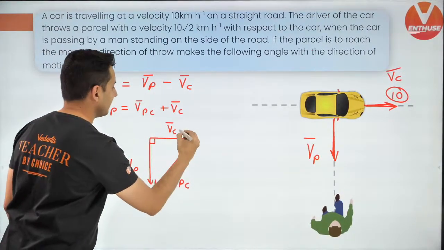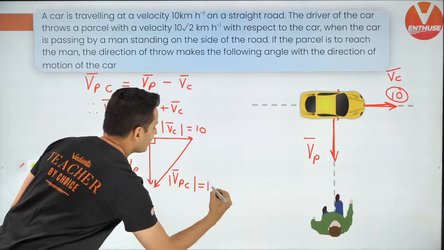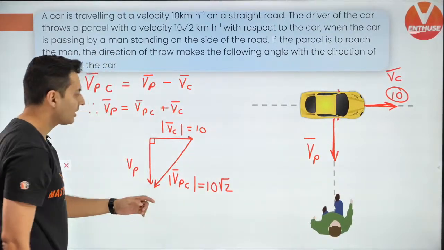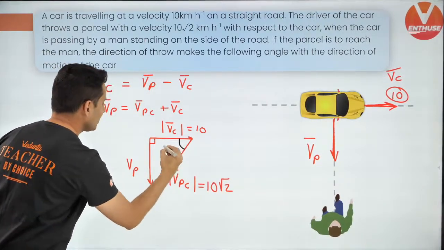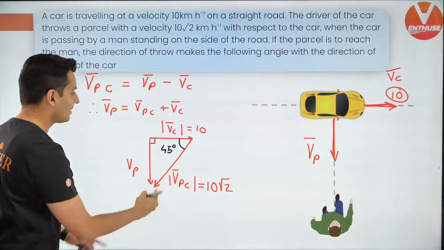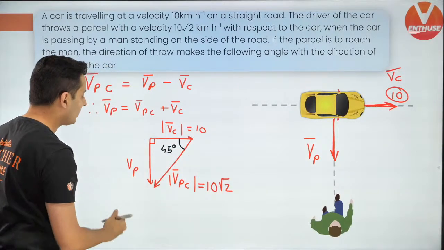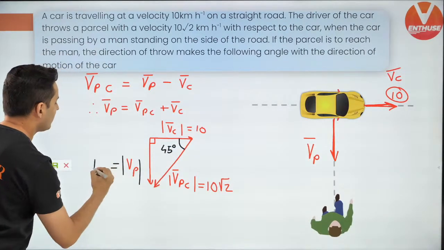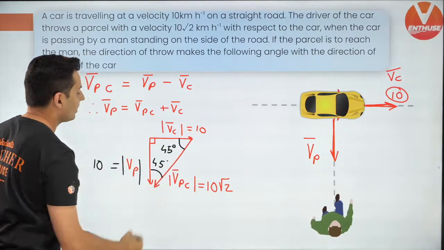And what else is given? This magnitude is 10 and this magnitude is 10 root 2. Guys, isn't this obvious now? This should be 45 degrees, because if this is 10, and the hypotenuse is 10 root 2, this is also going to be 10, and this is going to be 45 degrees.